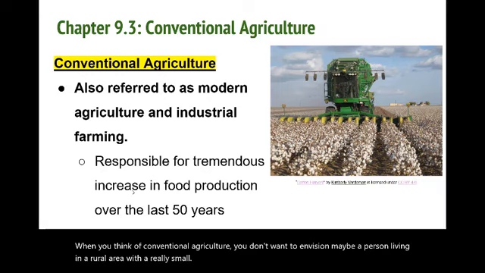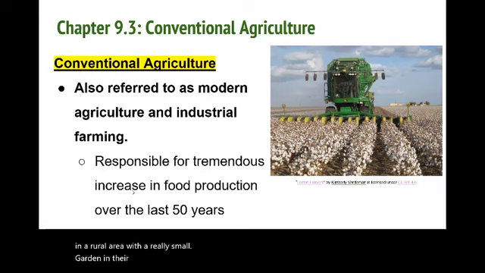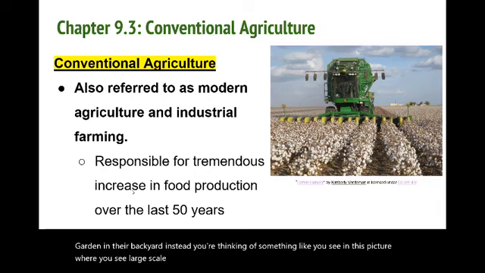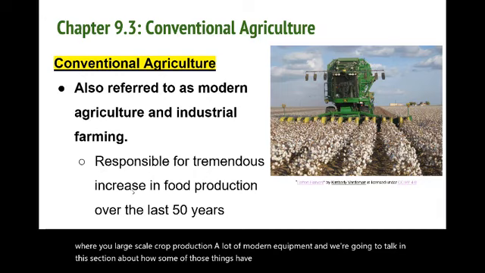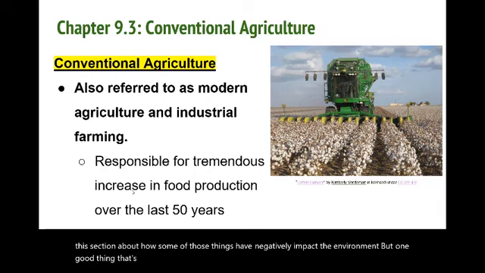garden in their backyard. Instead, you're thinking of something like you see in this picture, where you see large-scale crop production, a lot of modern equipment, and we're going to talk in this section about how some of those things have negatively impacted the environment. But one good thing that's come out of really large-scale farming is that we're able to produce a lot of food.